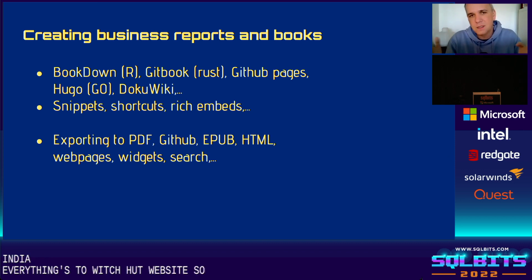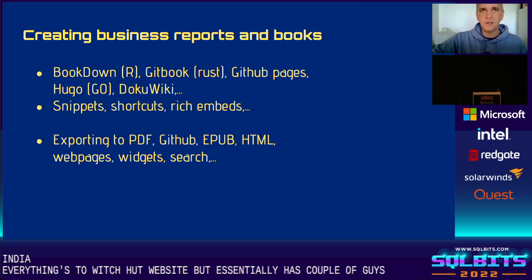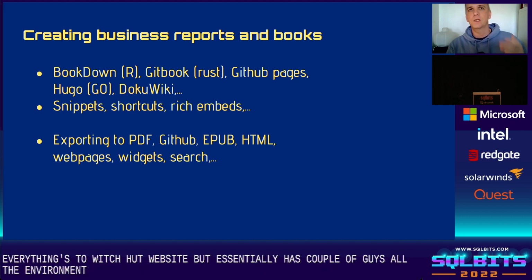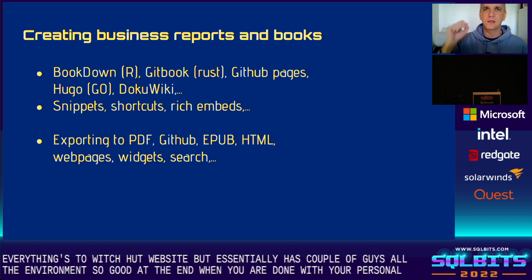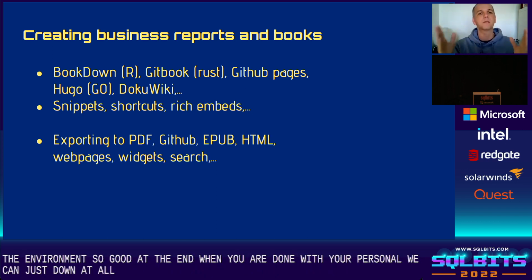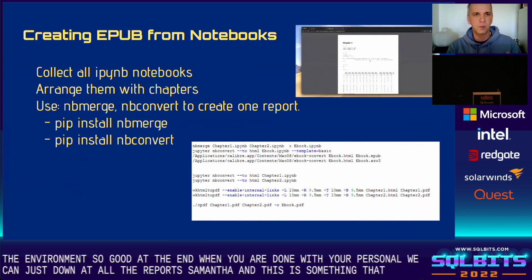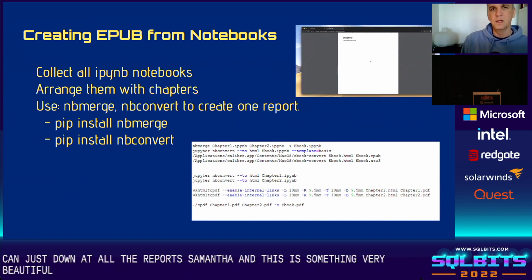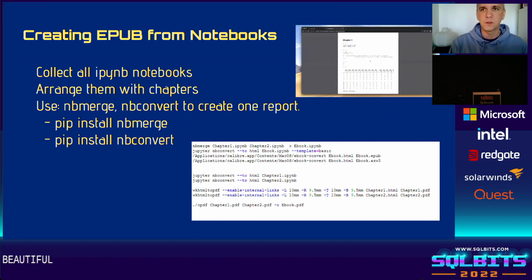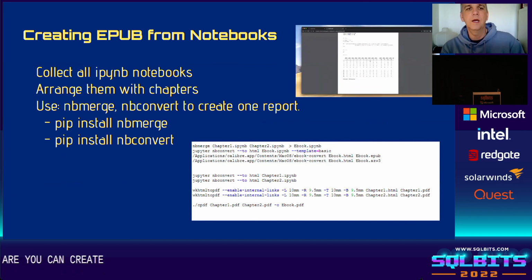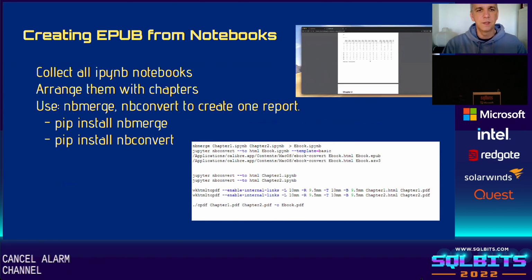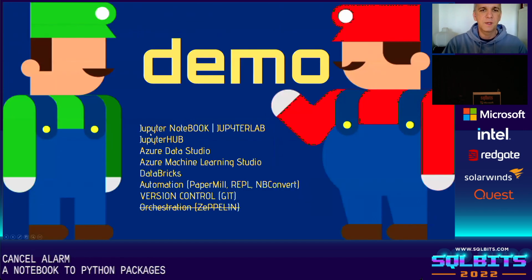So this is something that essentially has a couple of guys prepare the whole environment for you, so that at the end, when you are done with your Python analysis, you can just, bam, have all the reports as a website. And this is something super awesome and beautiful. This is an example of how you can create, from a couple of notebooks, a PDF or EPUB. Again, installing notebook merge and notebook convert are Python packages that are super easy to go about.